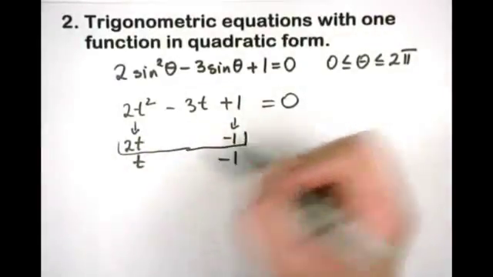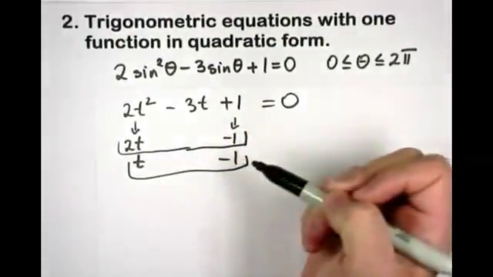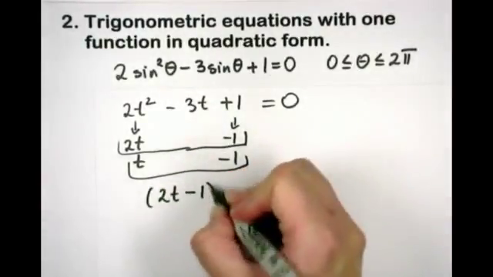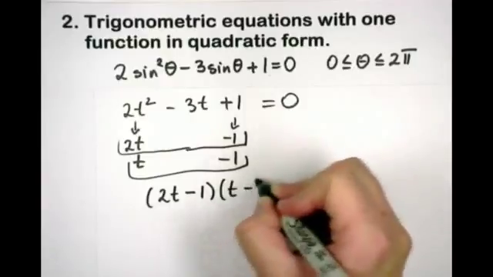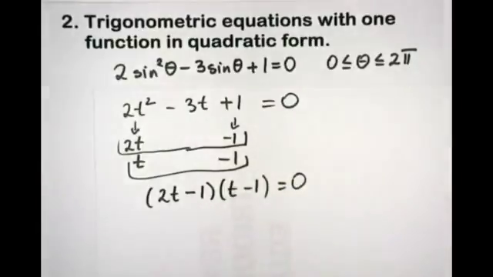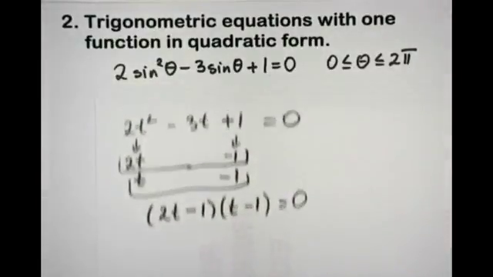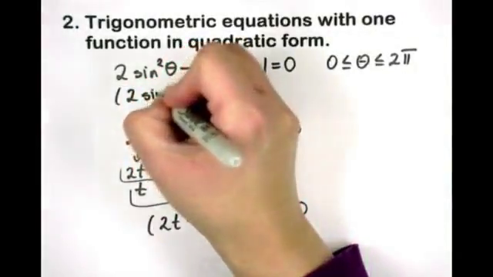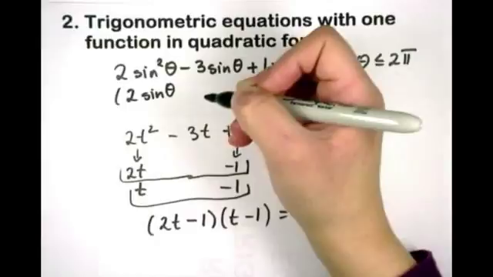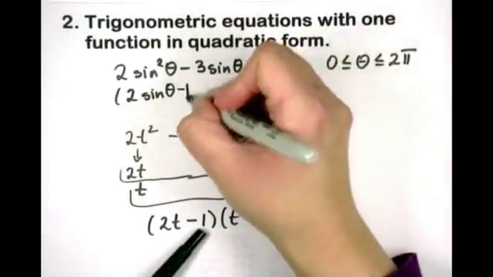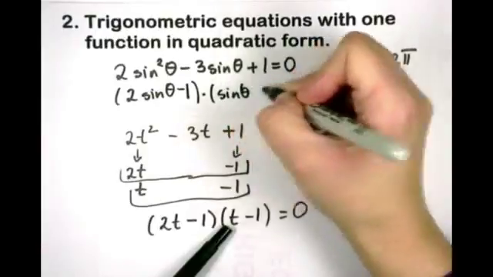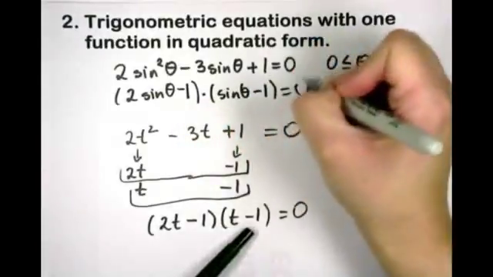So this is my one factor, this is my other factor. This quadratic equation can be factored as 2t minus 1 times t minus 1 is 0. But my t was sine, so in my case, I'm getting 2 sine theta minus 1 times sine theta minus 1 is 0.